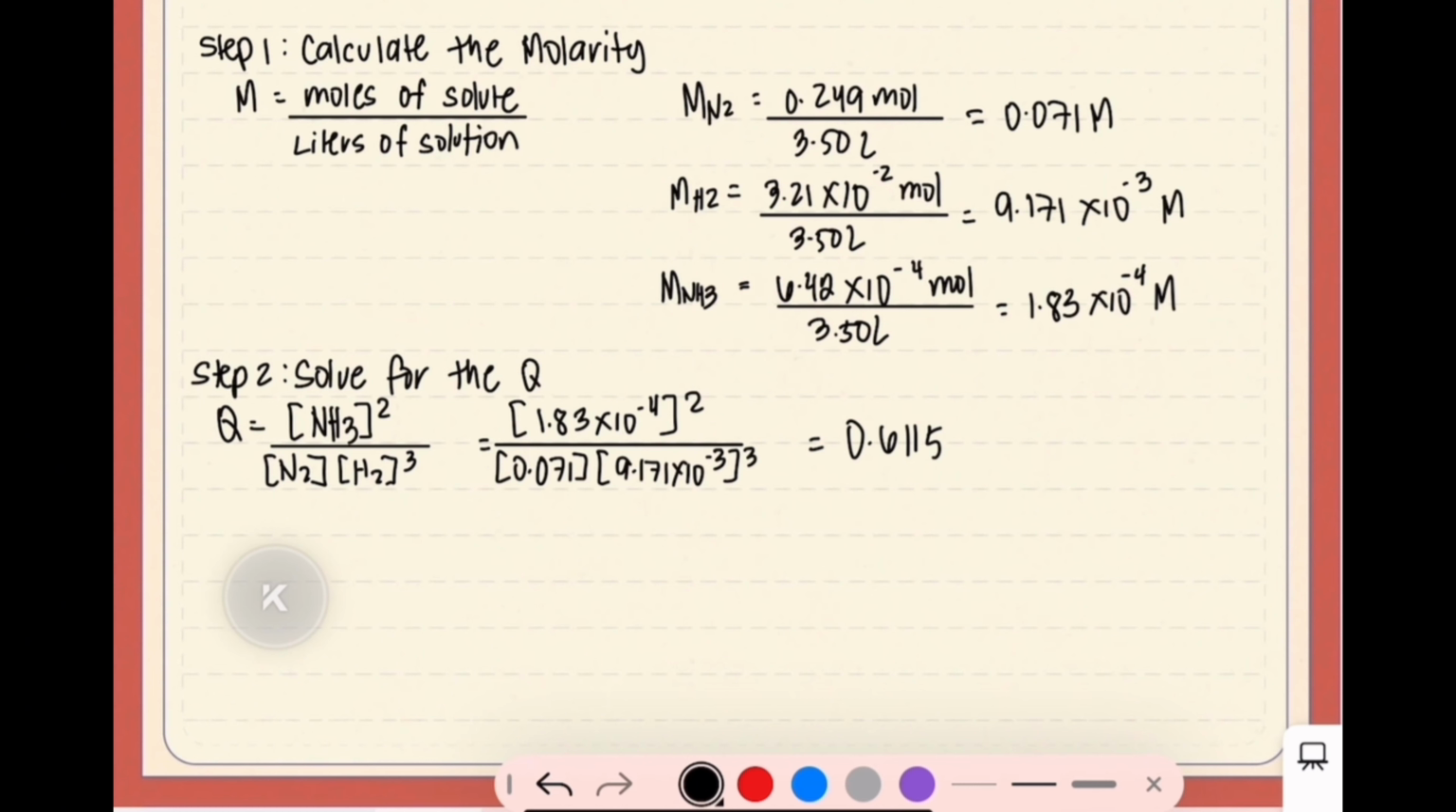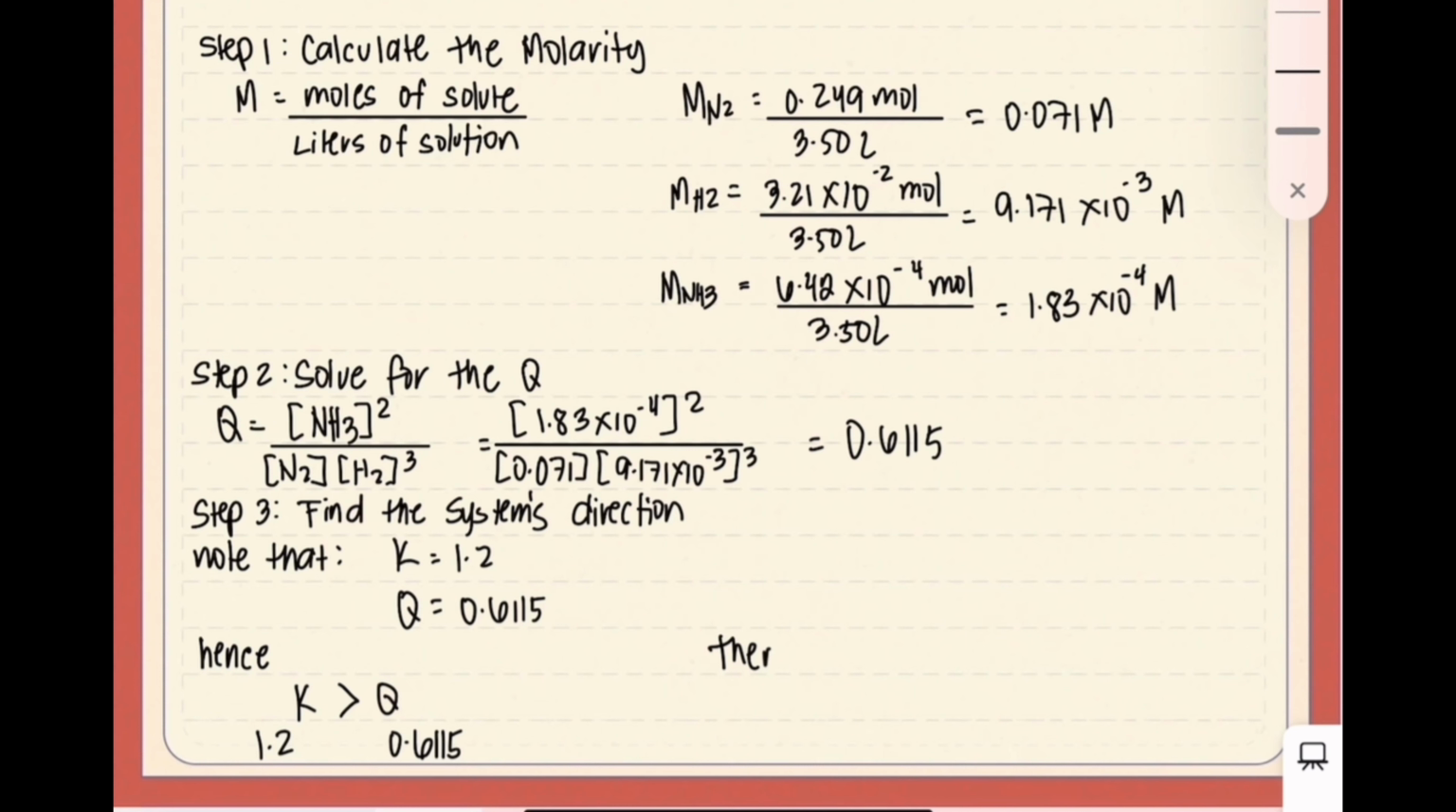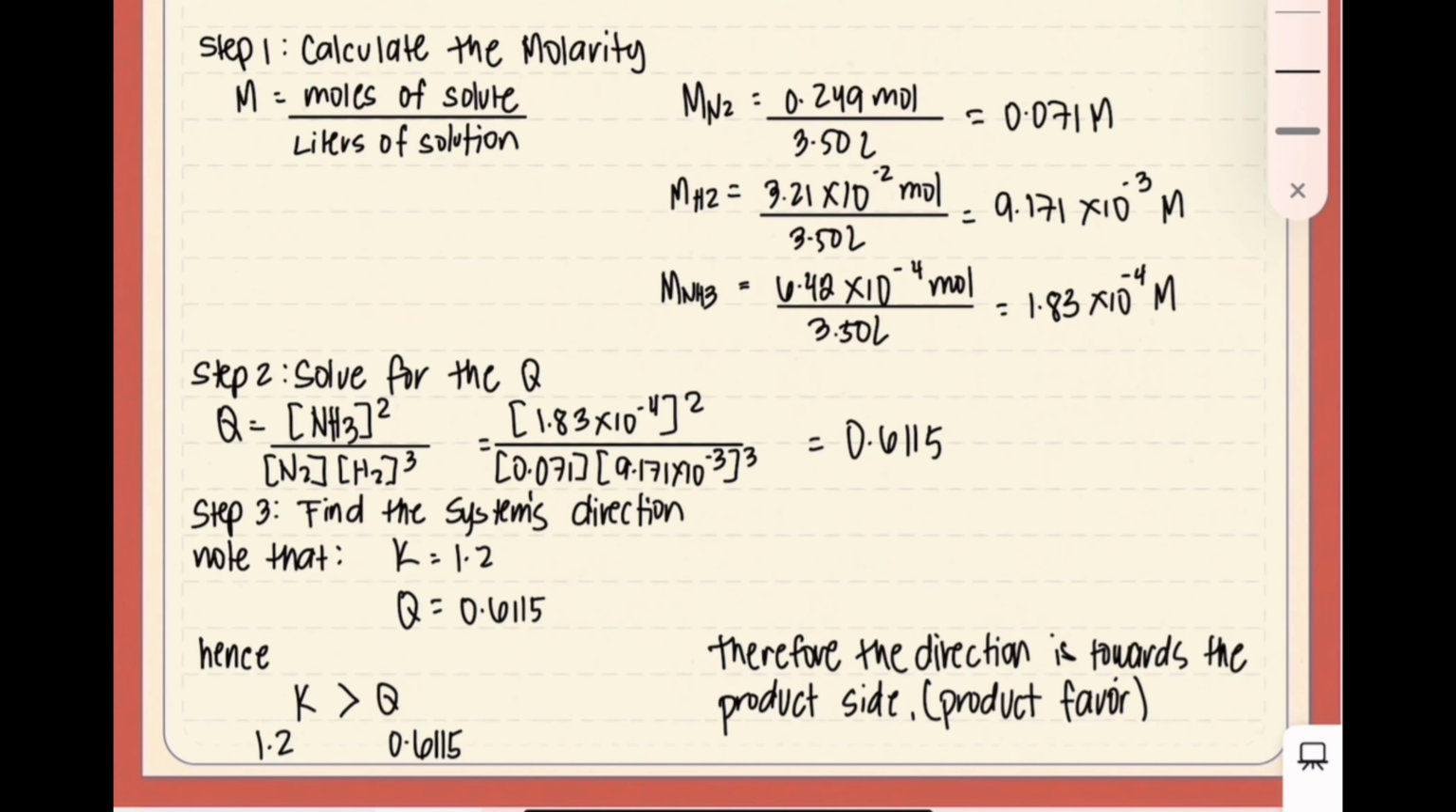Finally, we have both the value of K and Q, so we are able to tell its direction. Note that K has the value of 1.2 and Q has the value of 0.6115. Comparing K and Q, we conclude that K is greater than Q, and therefore the reaction direction is to the product side, which is product favored.